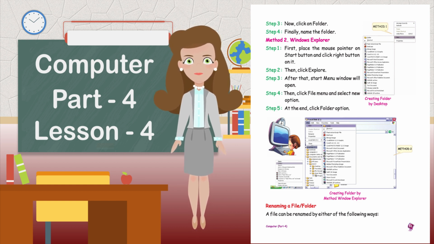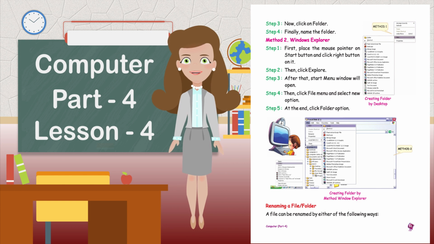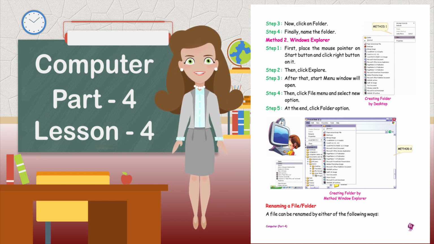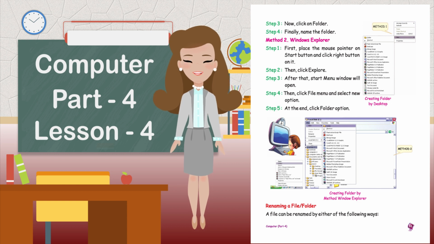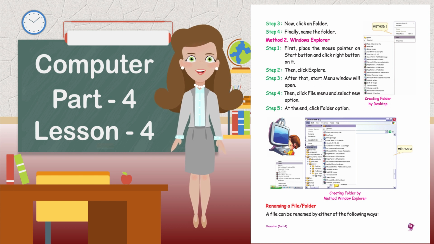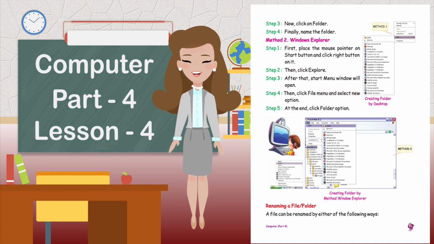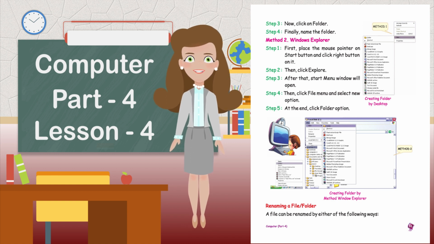Method 2. Windows Explorer. Step 1. First, place the mouse pointer on Start button and click right button on it. Step 2. Then click Explore. Step 3. After that, Start menu window will open. Step 4. Then click File menu and select New option.